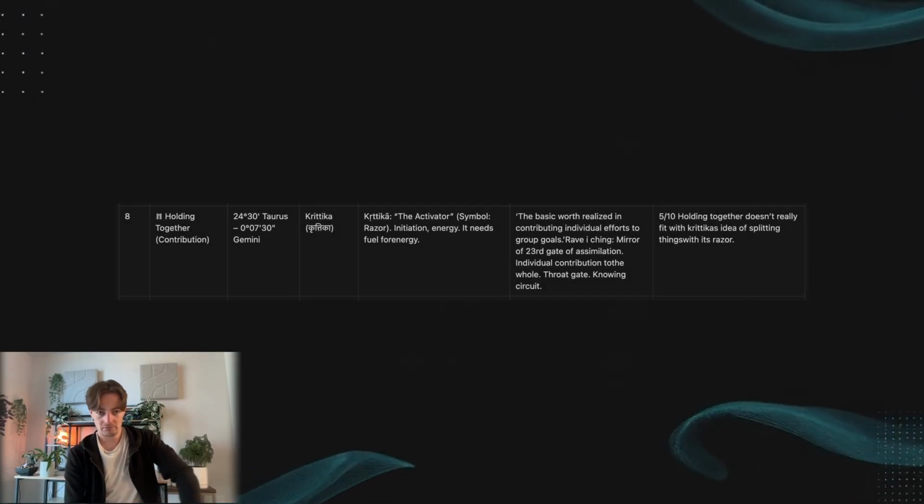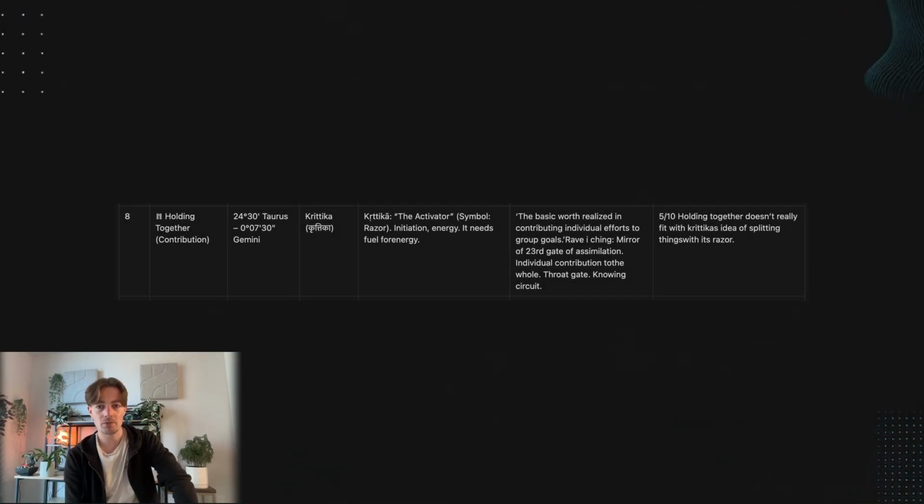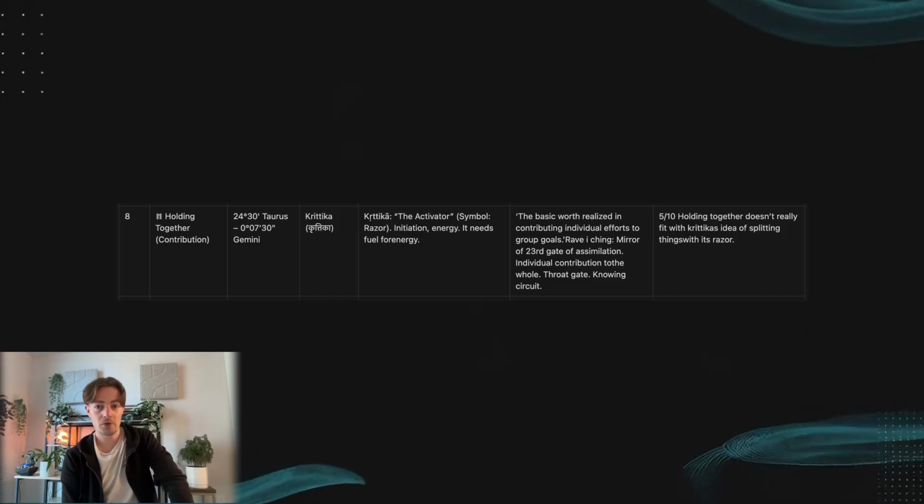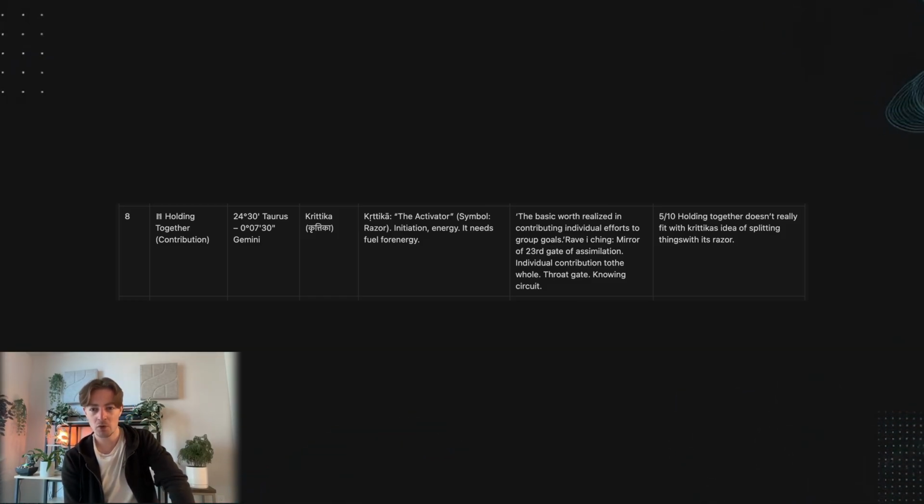Gate 8, holding together, the gate of contribution. This goes from 24 degrees Taurus to around 7 arc minutes of Gemini. We're still in the Krittika Nakshatra, that symbol of the razor. And some notes from the Gate of Contribution. The basic worth realized in contributing individual efforts to group goals.